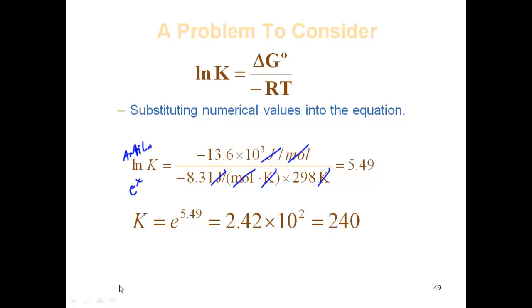Remember, we said if K is greater than 1, which it is in this case, that's favoring a spontaneous reaction. And we also have a negative delta G, which favors a spontaneous reaction. So they're complementary to each other. Both of them are saying that we have a spontaneous reaction.